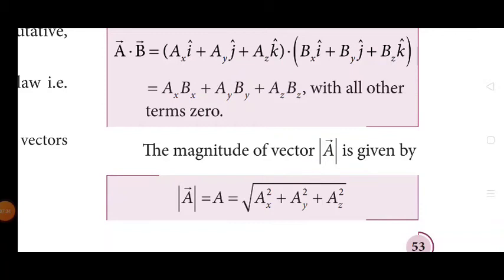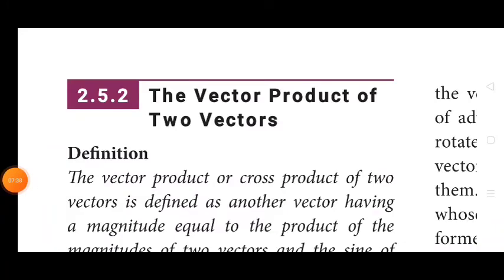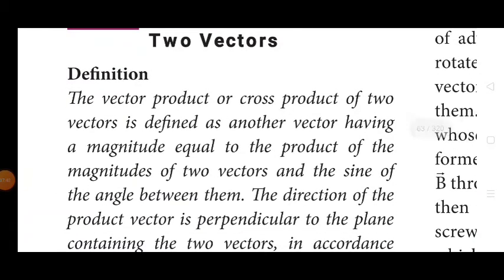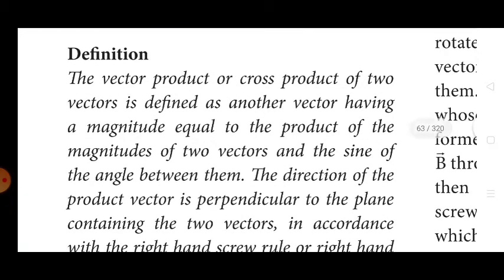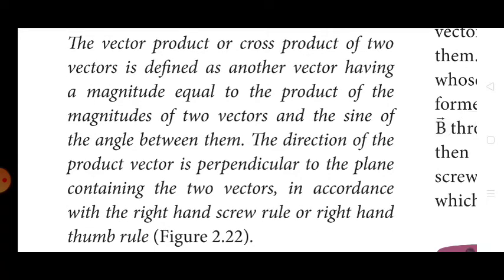The vector product of two vectors, definition. Vector product, or cross product, of two vectors is defined as another vector having a magnitude equal to the product of the magnitudes of two vectors and the sine of the angle between them. The direction of the product vector is perpendicular to the plane containing the two vectors in accordance with the right hand screw rule or right hand thumb rule. So c vector is equal to a vector cross b vector is equal to ab sin theta n cap.